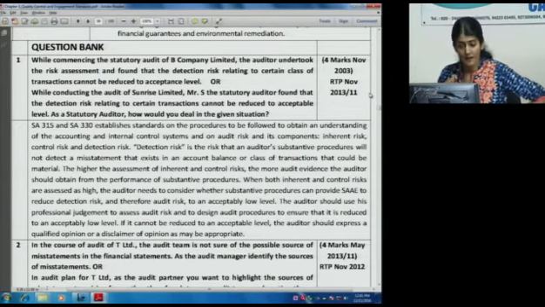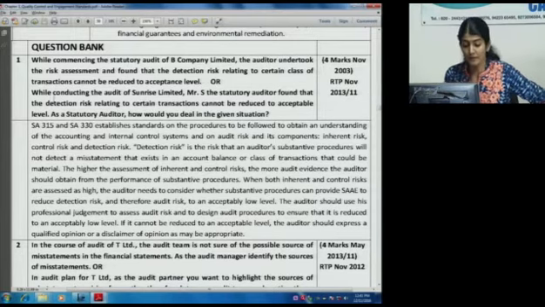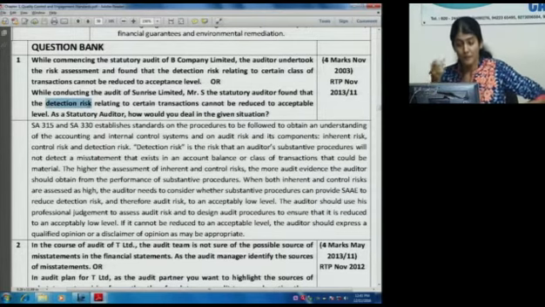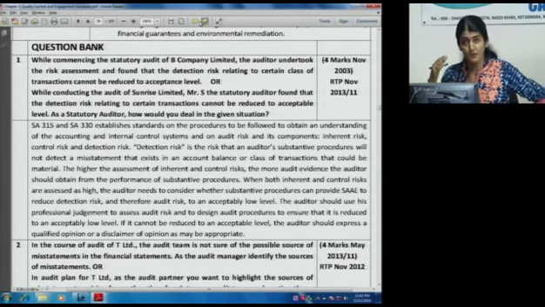Question number 1. While commencing the statutory audit of B Company Limited, the auditor undertook the risk assessment and found that the detection risk relating to certain classes of transactions cannot be reduced to an acceptable level. As the statutory auditor, how would you deal with the given situation? So first, you have to explain what is detection risk: the procedures performed by the auditor to reduce audit risk to an acceptably low level may not detect a misstatement that exists. And that is detection risk.